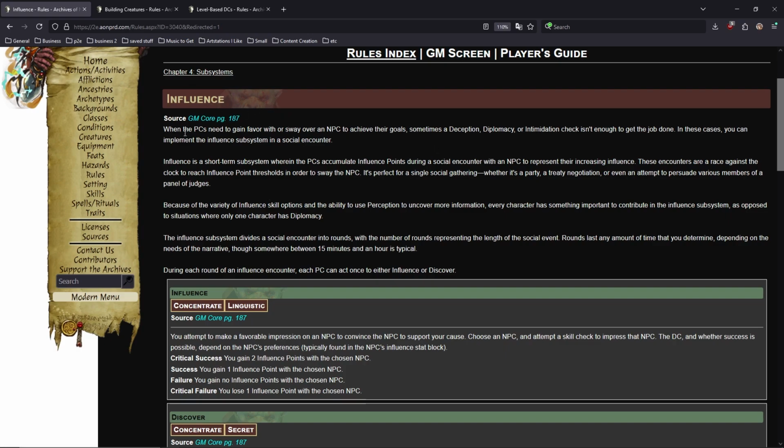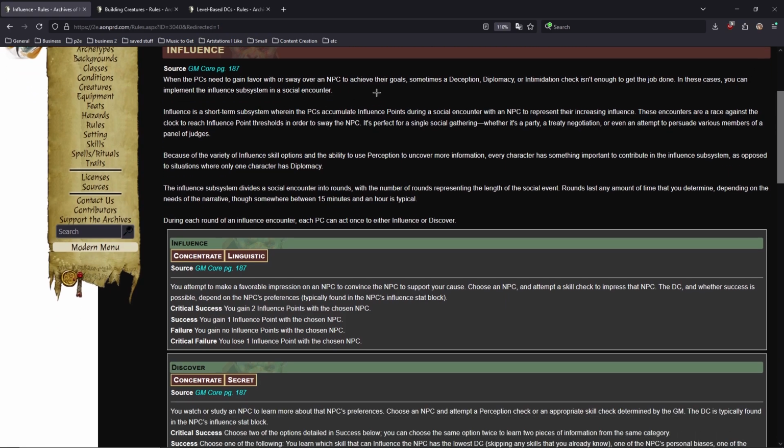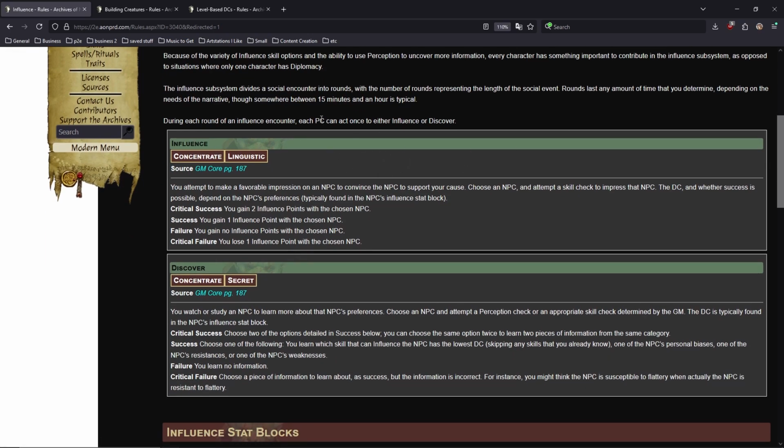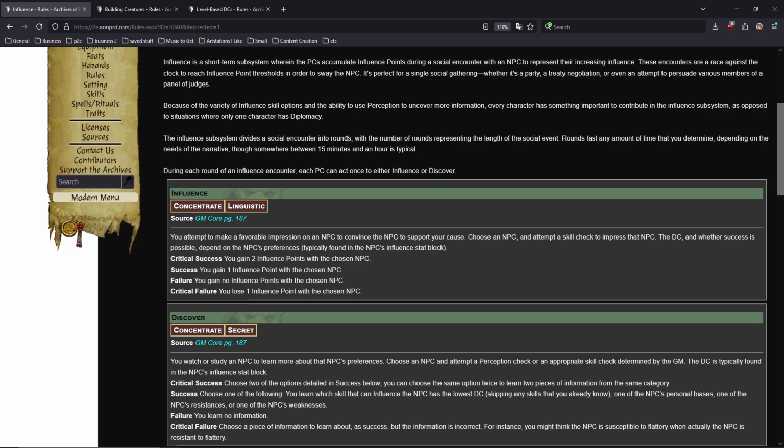The Influence subsystem says that generally when the PCs need to gain favor with or sway over an NPC to achieve their goals, and just a deception, diplomacy, or intimidation check isn't enough to get the job done, you can use the Influence subsystem in a social encounter. It uses victory points with the Influence action, and it uses social rounds lasting for any amount of time that you determine, depending on the needs of the narrative. With the standard effects for any kind of victory point system, so on a critical success you gain 2, on a success you gain 1, on a failure you gain nothing, and on a critical failure you lose 1.